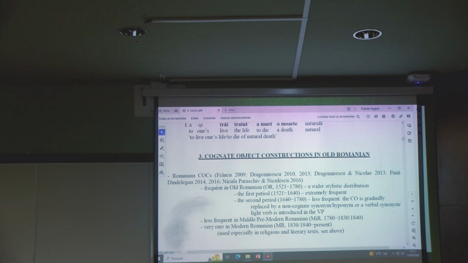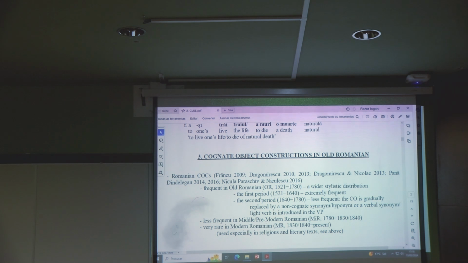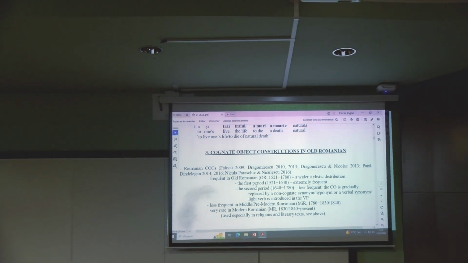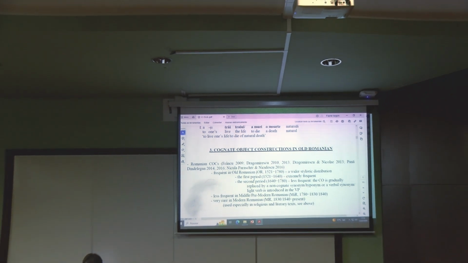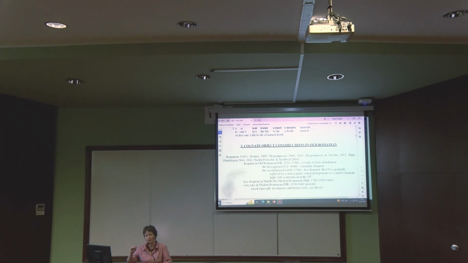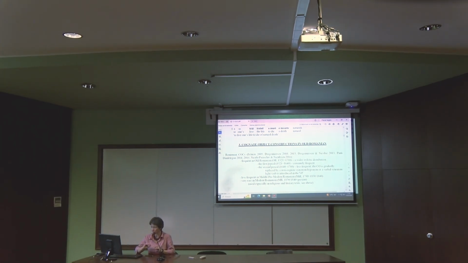Romanian COCs, especially in Old Romanian, have been intensely studied in the literature. They are extremely frequent in Old Romanian, where they have mostly a stylistic distribution. During the first period between 1521 and 1640, they are extremely frequent in different religious texts. During the second period, 1640-1780, we notice that they are slowly reduced.